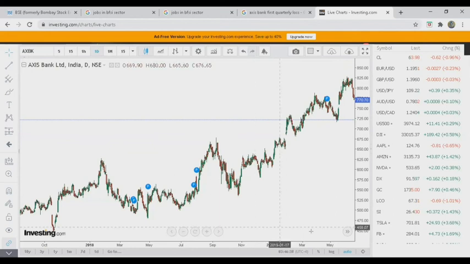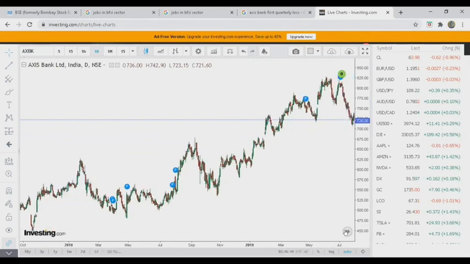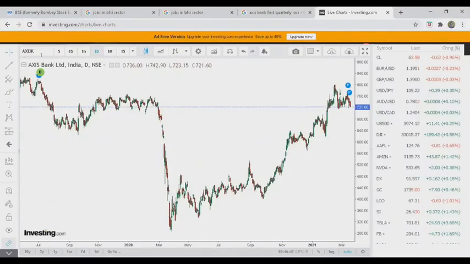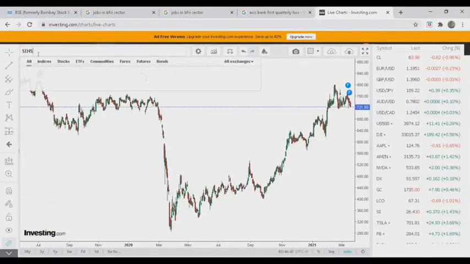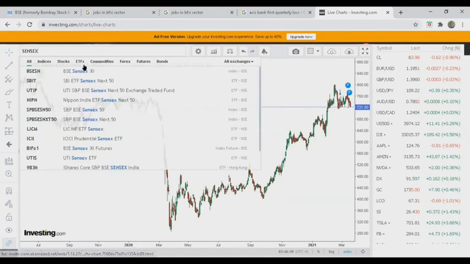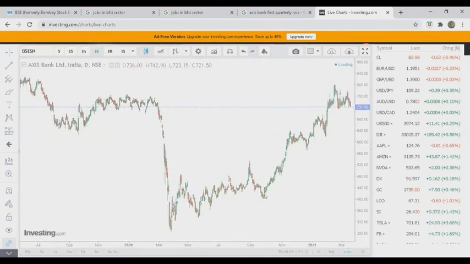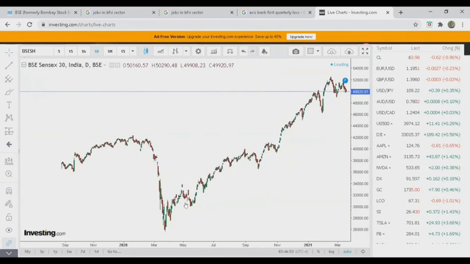You may be surprised to see this even before COVID. If I show you what happened just before COVID, which is such a serious, big thing, and you take a look at the entire market, Sensex, it fell like this. Two things I'm going to show you here.